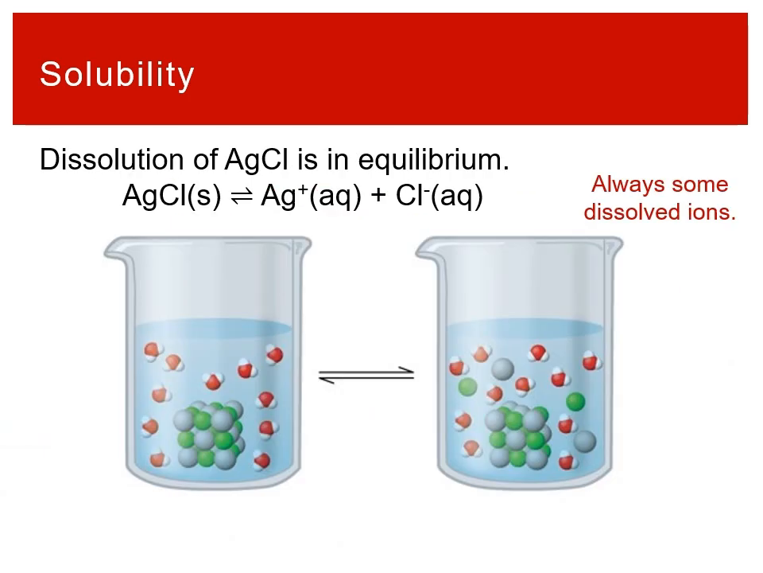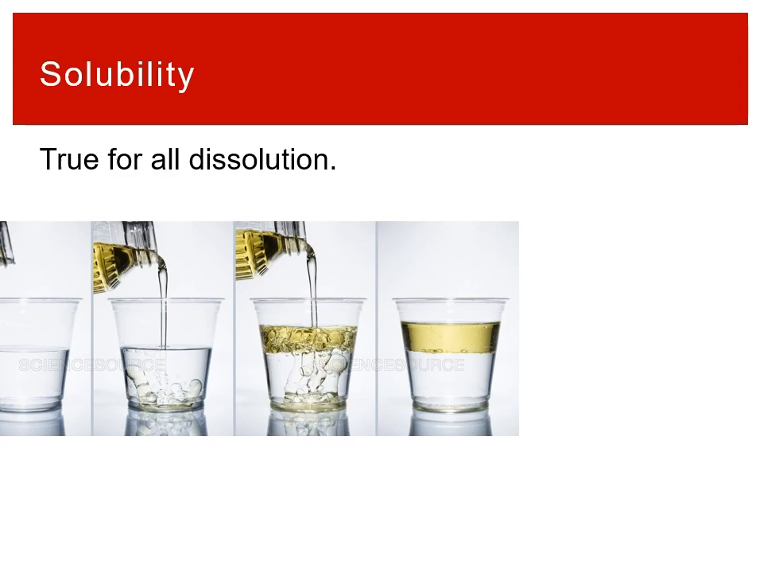But really, dissolving of silver chloride in water is in equilibrium. You put your chunk of solid silver chloride into water, and most of it stays solid. But there are ions that dissolve into solution. Some, not many, and most of it stays solid, but some always is out there. And this is actually true for all dissolution. Anytime you're looking at any possible dissolving, basically it's going to happen to some extent.